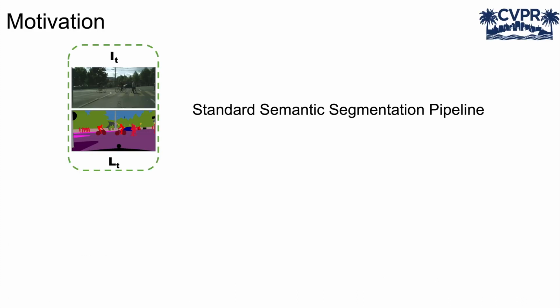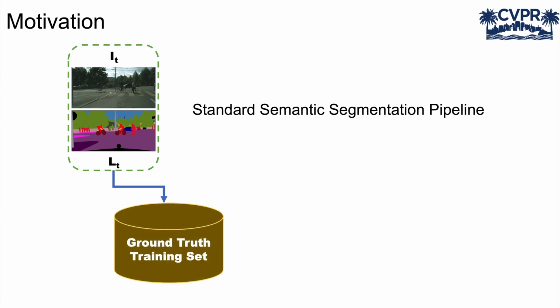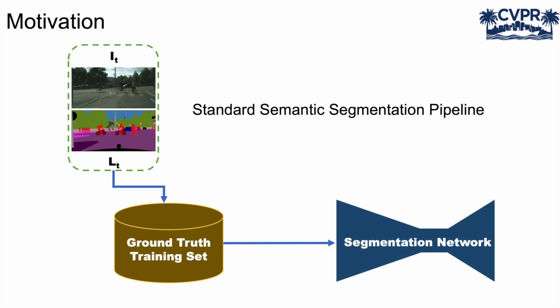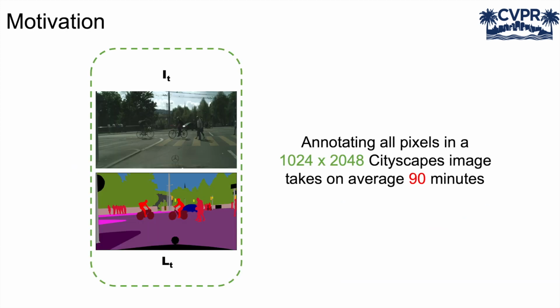In standard semantic segmentation pipelines, we use manually annotated image label pairs as input and train a deep neural network to learn the mapping between them. However, it is very expensive to collect a large dataset due to the per-pixel annotation process. For example, annotating a 1K by 2K image in Cityscape dataset takes about 90 minutes.